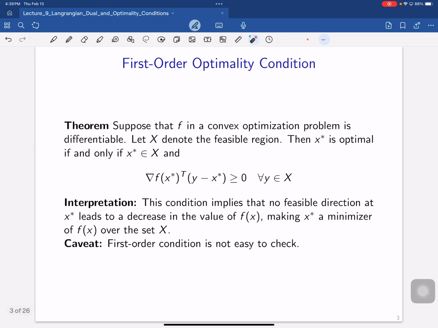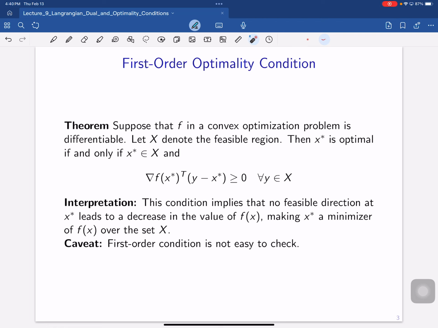So now let's talk about optimality conditions. Remember in an unconstrained optimization problem, we have a first order optimality condition. What is that condition? If f(x) is convex, what is the first order optimality condition for x being optimal? Yeah, gradient equals 0, if it is unconstrained. So you can think about this theorem as a generalization of the first order condition for the unconstrained problem.